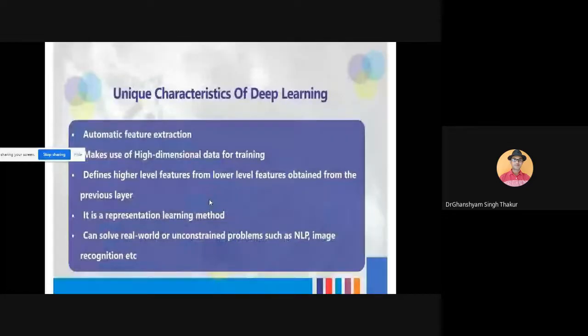So the unique characteristics of deep learning: it makes use of the high dimensionality of data for training, defines higher level features from lower level features obtained from the previous layer, and it is a representation learning method and can solve real world or unconstrained problems.